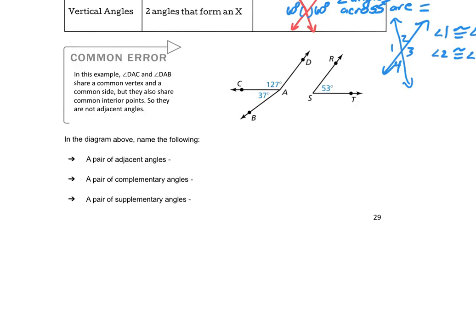Okay? In this case, DAC and DAB both share DA, but the points on the inside of both would be the same. When I look at adjacent angles, the points inside of here and the points inside of here would be different points. So the interior is different. It's not going to have any shared interior. So a pair of adjacent angles, in this case we just talked about it, angle DAC and angle CAB.